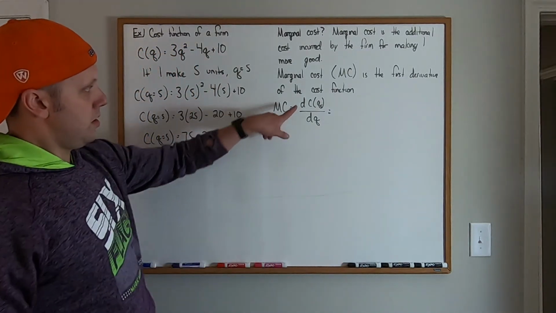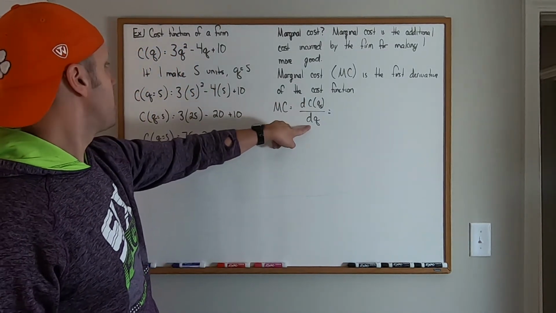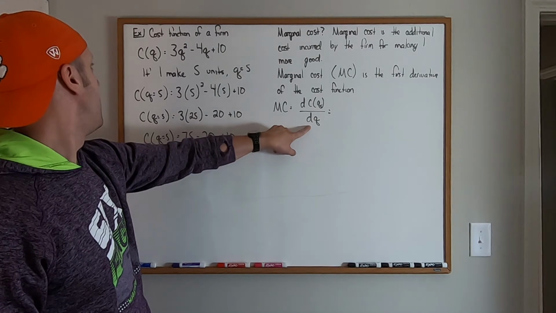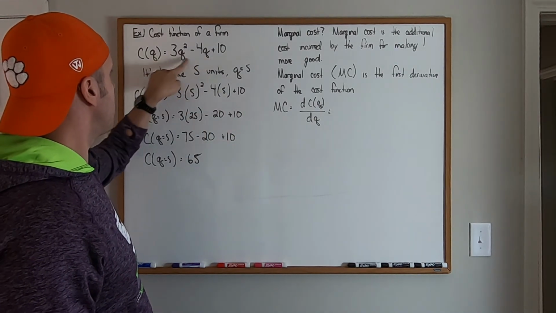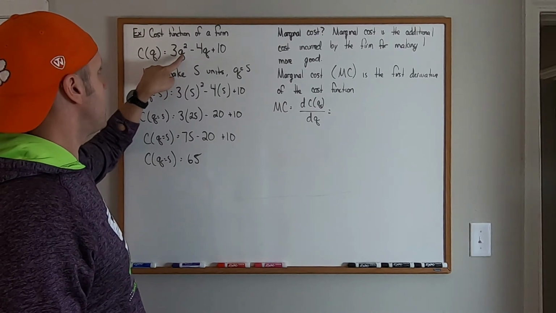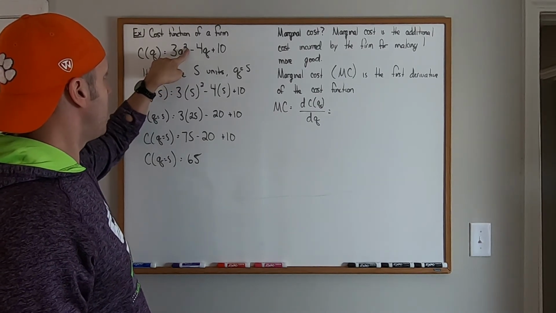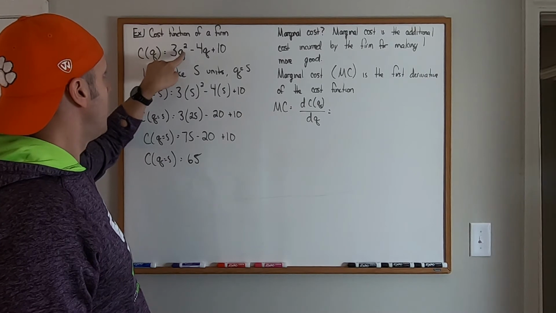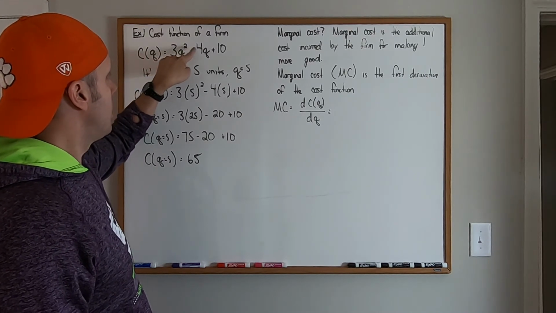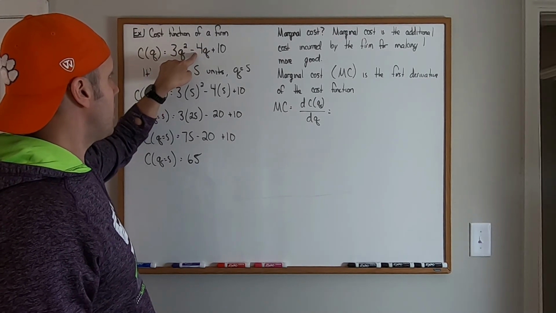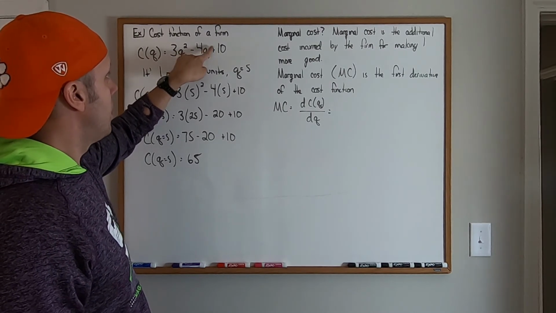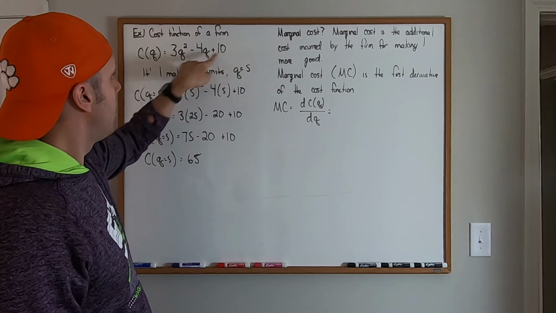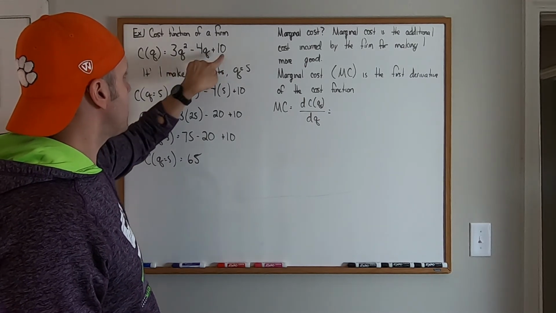Well, marginal cost is the derivative of the cost function with respect to Q. So I would take C of Q, and I take its derivative. Right, what is the derivative of this guy? Well, I take the exponent, multiply it by the leading coefficient, subtract 1 from the exponent. And then here, let's take care of these two terms first, and then we'll get to this guy.